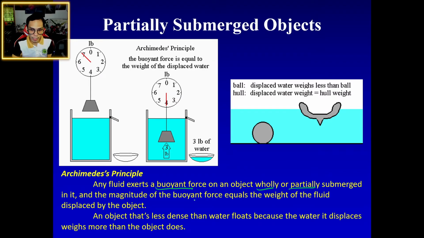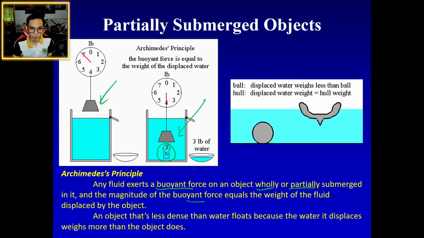Now, the buoyant force equals the weight of the fluid displaced by the object. In this case, if you take a look at this one, the weight of the object in air is 7 pounds. When we put this mass in the water, suddenly the weight decreased to 4 pounds. What happened to the 3 pounds? The 3 pounds was countered by the buoyant force of the water.